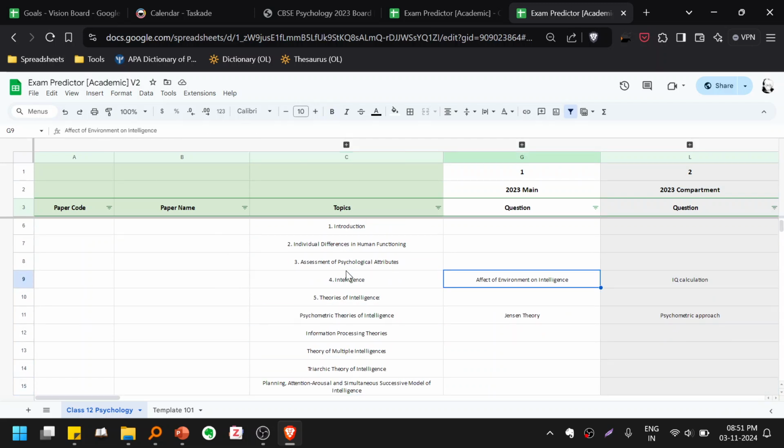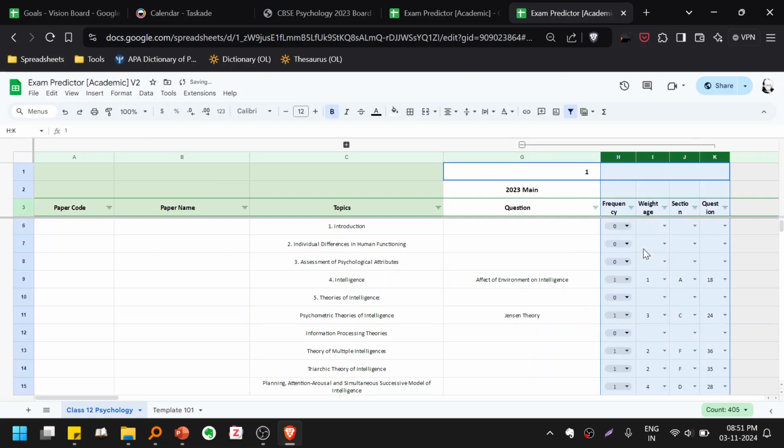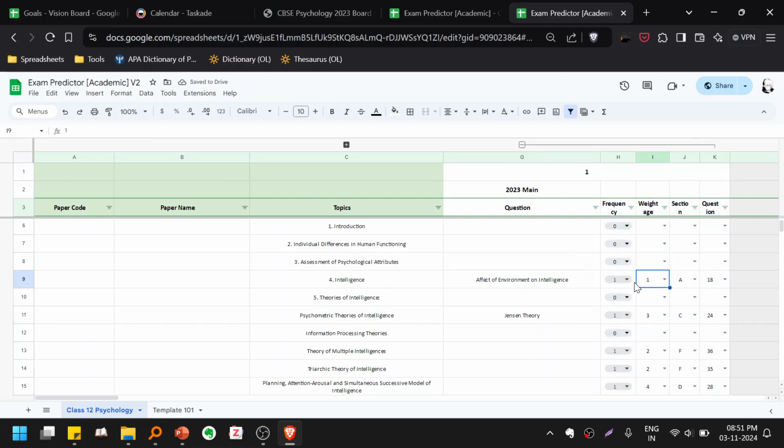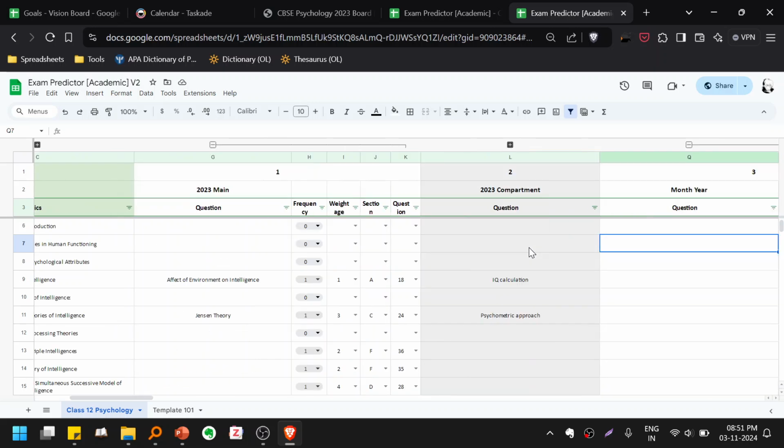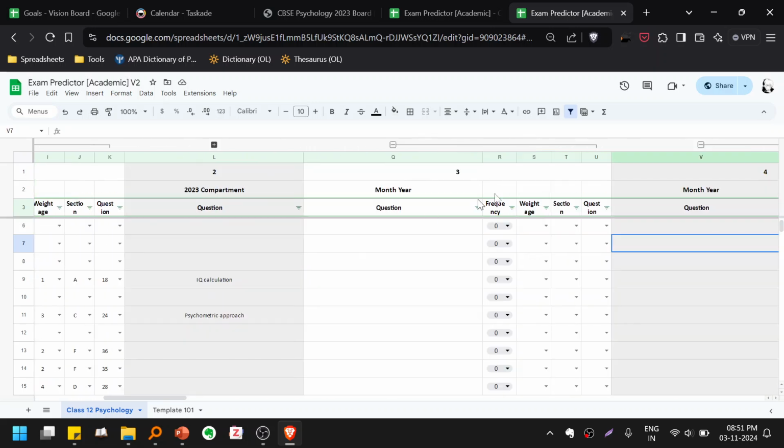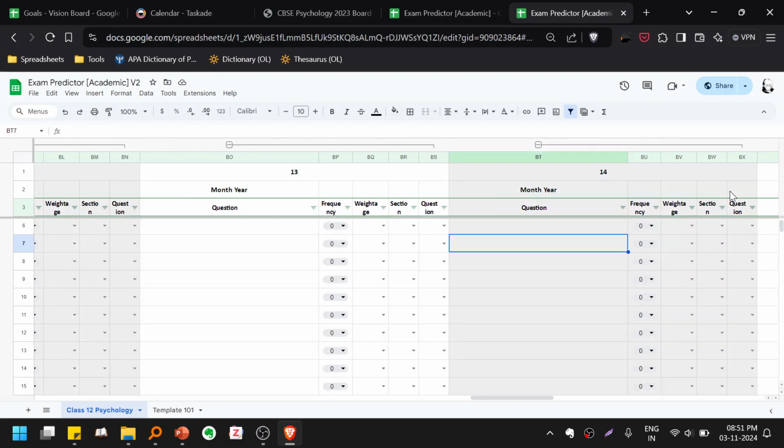Question 18 belonged to the topic of intelligence and the effect of environment on intelligence. Okay. So I found that out of all the question papers it was only asked once. So I'll put 1 here for frequency, and its weightage was 1. It belonged to section A, and it was question 18. And you do it for each year, for example 2020 compartment, 2022, 2023. You can add years so on and so forth. You can make it as long as possible.